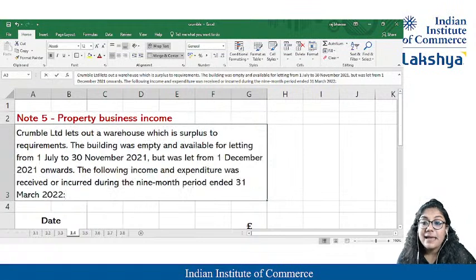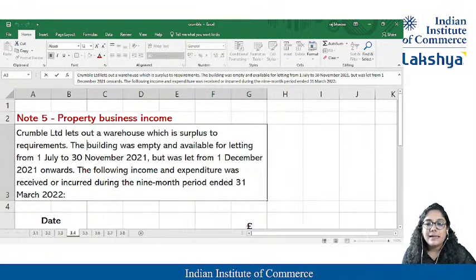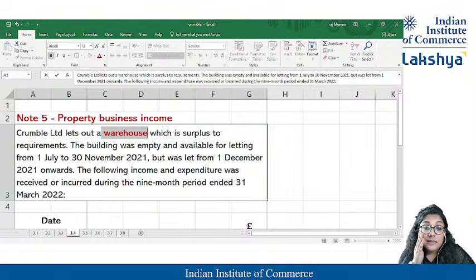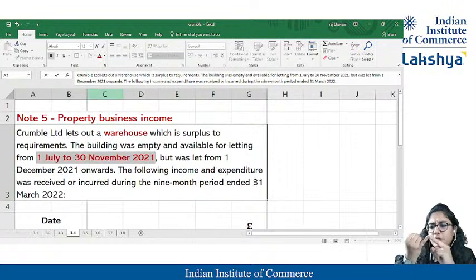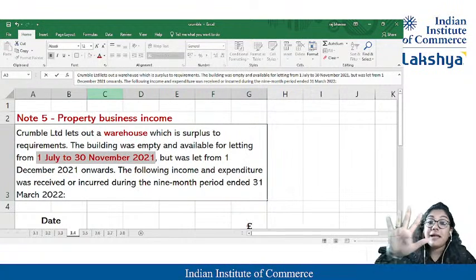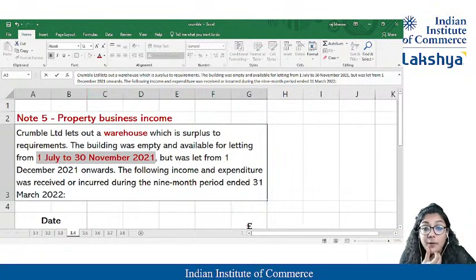Crumble Limited lets out the warehouse which is surplus to requirement. So they are basically letting it out and getting the rentals. The building was empty from 1st July to 30 November. So how many months of rent would they not have got? July, August, September, October, November, 5 months. But it was let out from 1st December.